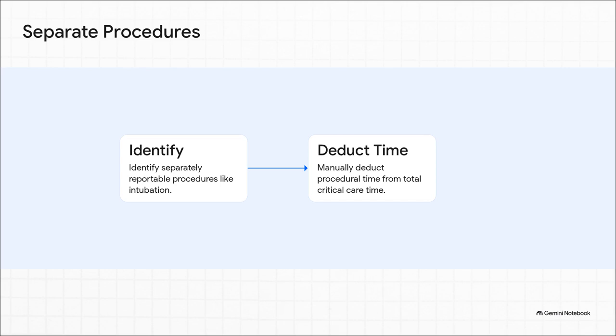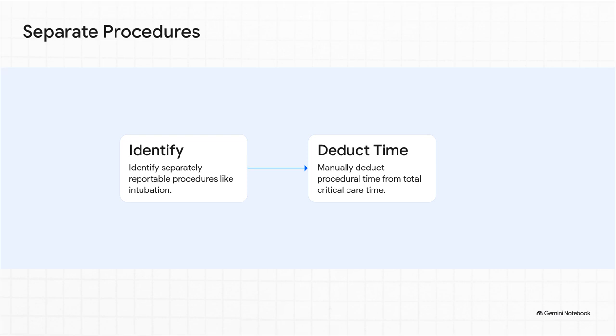We're talking things like endotracheal intubation, code 31500, or placing a central venous catheter, code 36556. So, the absolute crucial point here is this. You can totally bill for these, but you cannot double dip on the time. Think of time spent on these separate procedures like a bank withdrawal. You manually have to deduct that procedural time from your total critical care time bank.